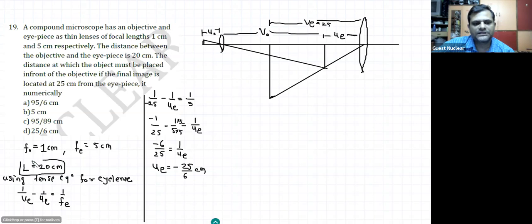Now using the length of the microscope, this length of microscope is given as 20 centimeter, which is going to be the sum of UE and VO, correct? So length of microscope is always equal to VO plus UE. So length of microscope is given to be 20, VO is to be found out, and UE is actually obtained to be this in magnitude.